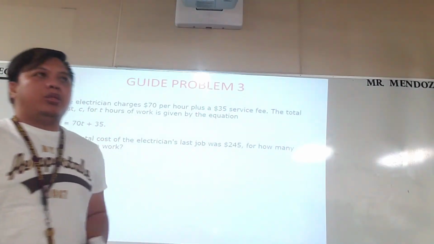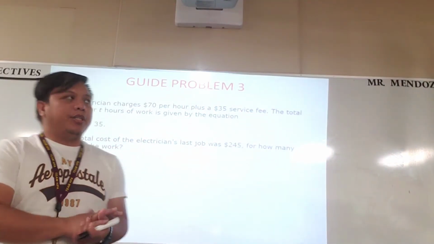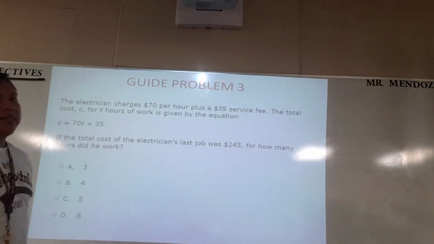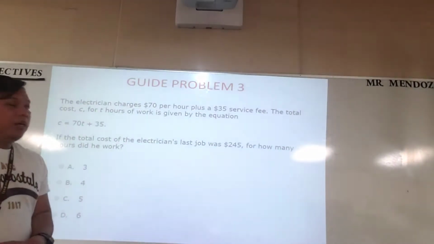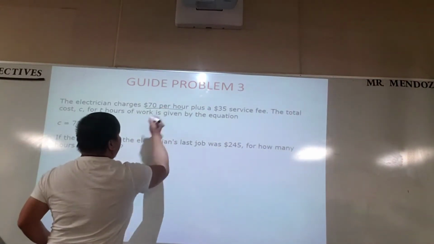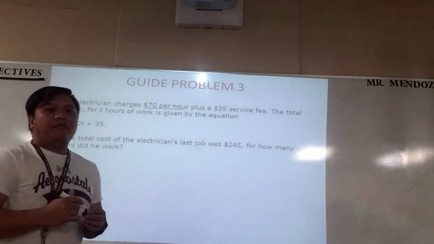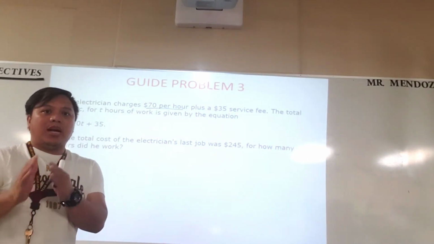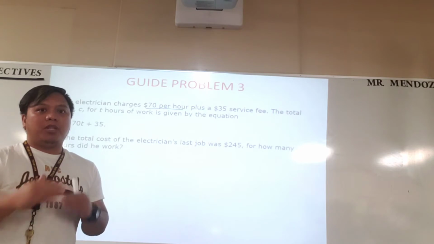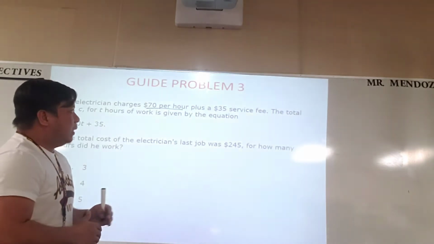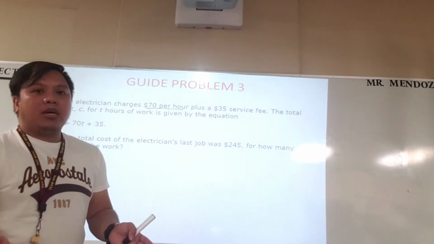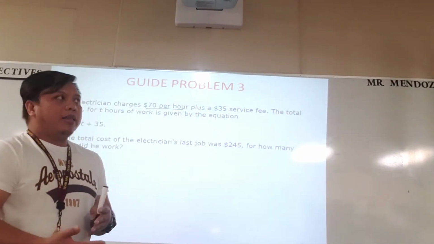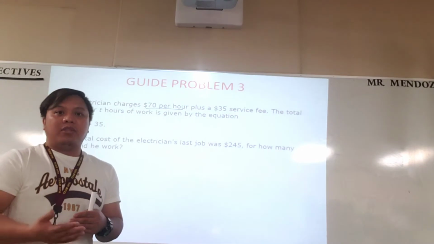Okay, now we proceed to problems that involve equations. With guide problem number 3, the electrician charges $70 per hour, plus a $35 service fee. That $35 service fee is going to be constant, meaning to say it won't actually be changing. No matter how many hours the electrician works, they still have to pay a $35 service fee.